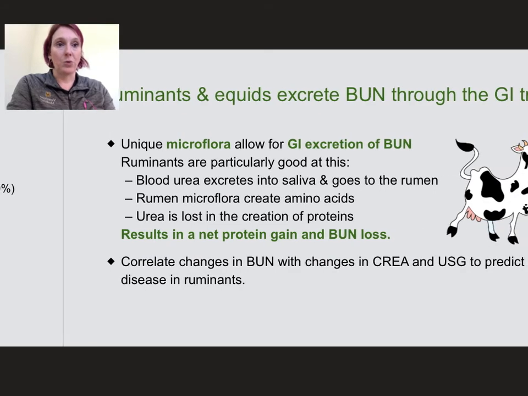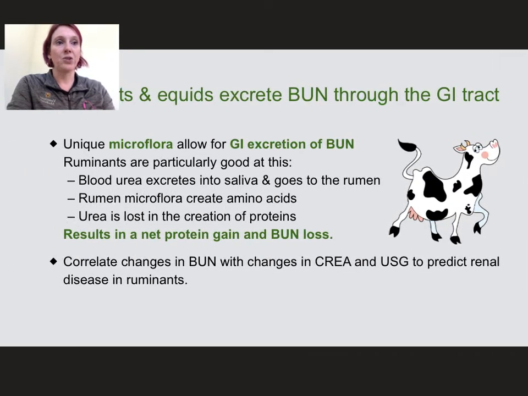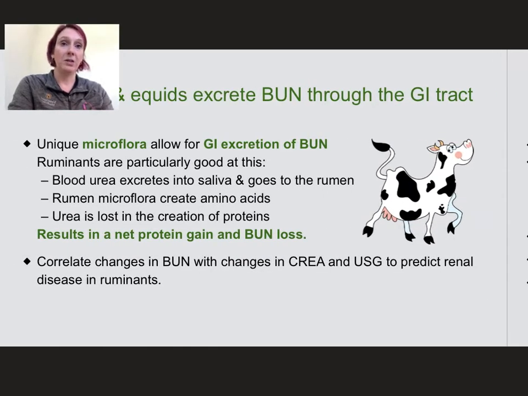In ruminants and equids, in particular, they excrete BUN not only through the kidney, but through the GI tract, which is a major source of excretion. And what ends up happening, our ruminants are particularly good at this, so we're just going to use them as the example.